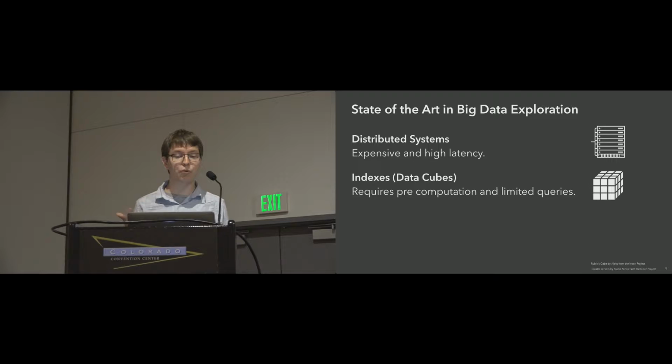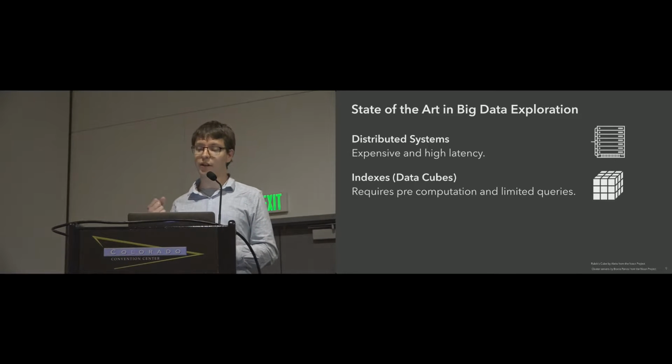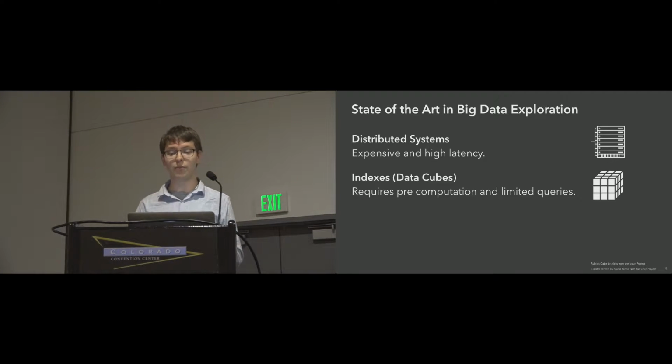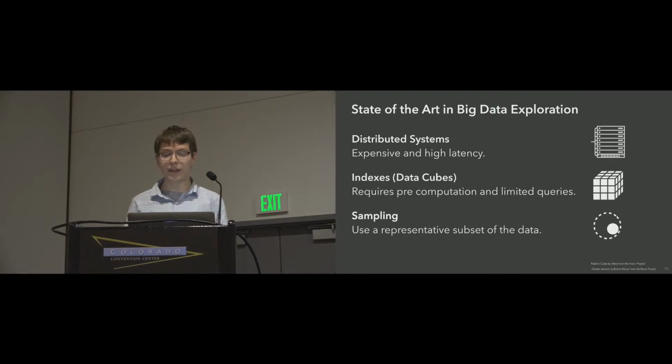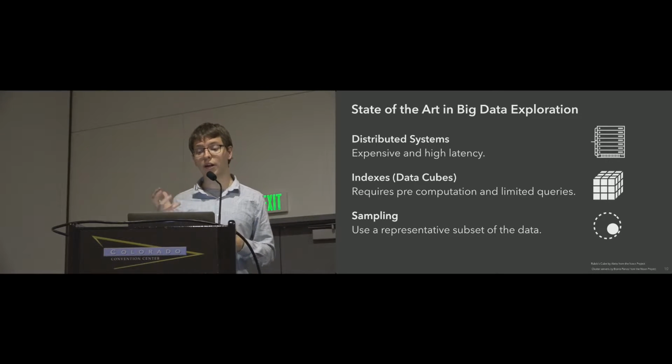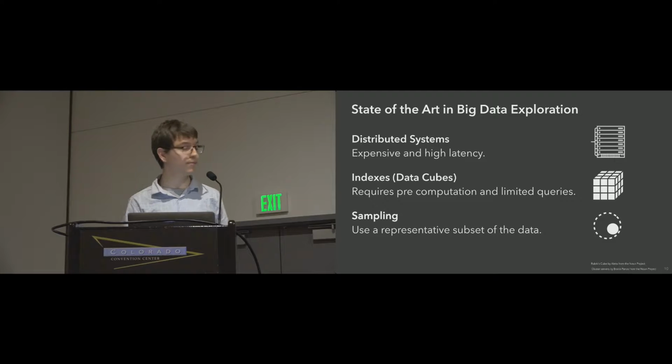Indexes or data cubes pre-compute and store partially aggregated results. At query time, the system can then assemble these partial results very, very quickly. Unfortunately, this requires expensive pre-computation and only works for a limited class of queries. The last approach assumes that the precise answer is actually not that important. We can take a sample, which is a representative subset of the data, and do our analysis based on the smaller subset.